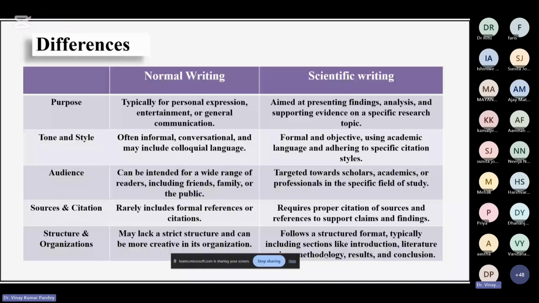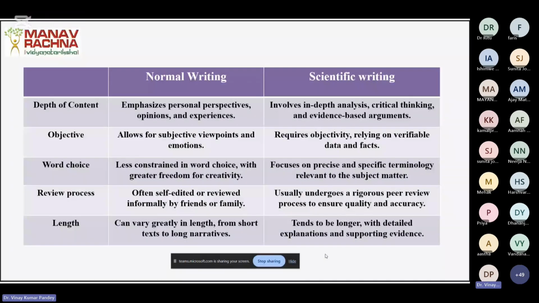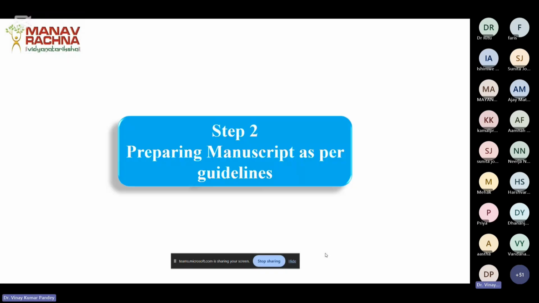And obviously they have a different structure, we'll be discussing it. What is the depth of content, what are the objectives that your paper is covering, what should be the word choice, what is the review process, what should be the length. There are general formats and general word choices in normal writing, but when I talk about scientific writing, you should be very specific. So this was the basic difference between normal writing and scientific writing.